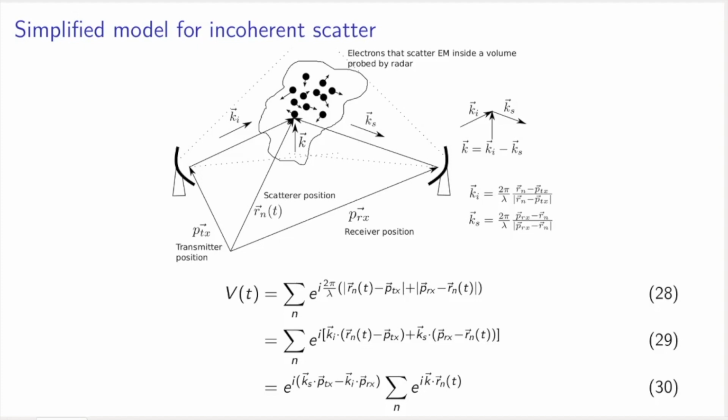In this case, we have a transmit antenna and a receiver antenna with their positions indicated by vectors ptx and prx. Our model also includes electrons within a volume in space. The position of each electron is indicated with vector Rn. Because the scatterers move as a function of time, this position vector is time dependent. When the radar transmits a radar pulse, the electromagnetic wave propagates from the transmitter to an electron. This is indicated with the incident wave vector Ki.